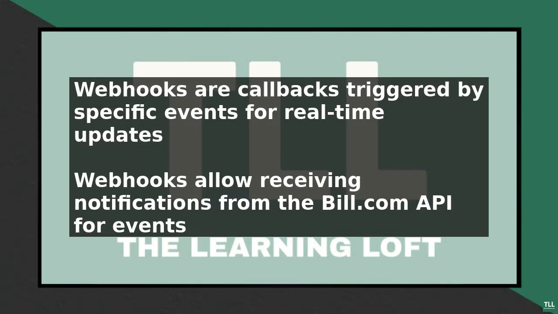To get started with the Bill.com API, you need to understand what webhooks are and how they work. Webhooks are essentially callbacks that are triggered by specific events, allowing you to receive real-time updates from the Bill.com API. The first step is to create a webhook endpoint, which is the URL that will receive the webhook notifications.